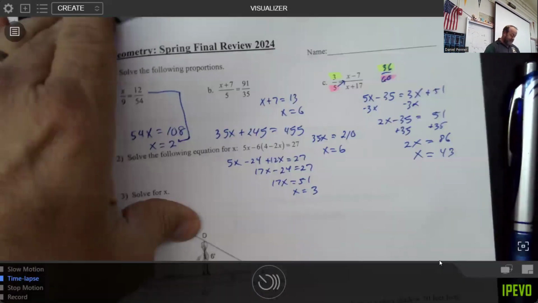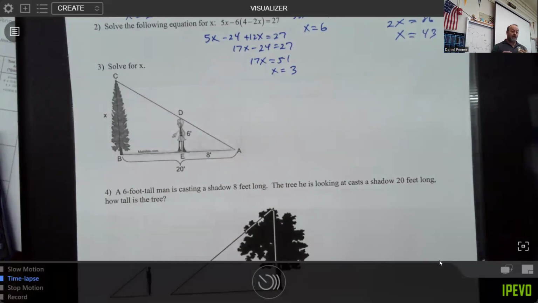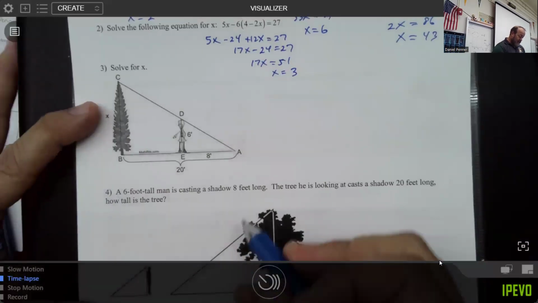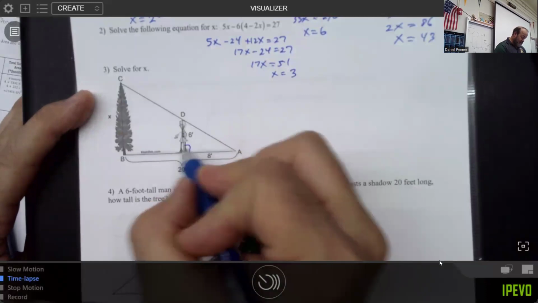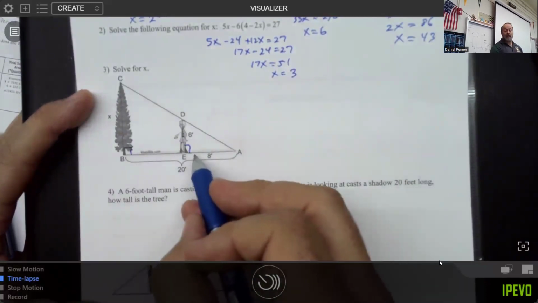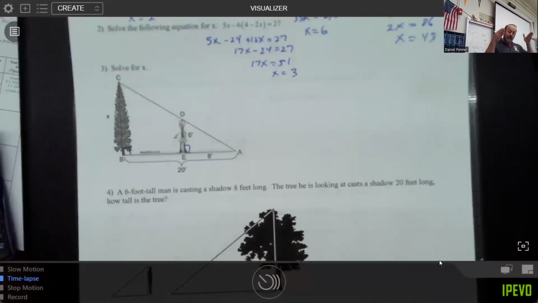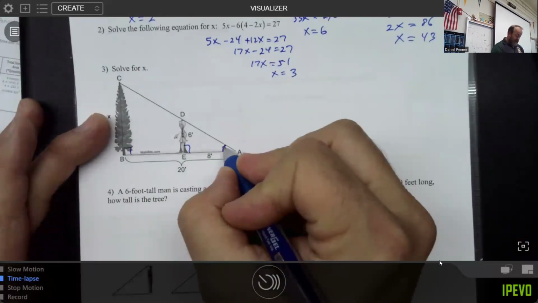Okay, moving along. Okay, number 3, we have a variety of ways of looking at this thing. And so, like I said, I'm probably going to go a little slower on this than you would have to. But again, the idea here is because I've got these two triangles right here, and the assumption is that the person is standing straight up and down. The tree is straight up and down. So they're both at 90 degrees to the earth. And then we've also got this angle right here.